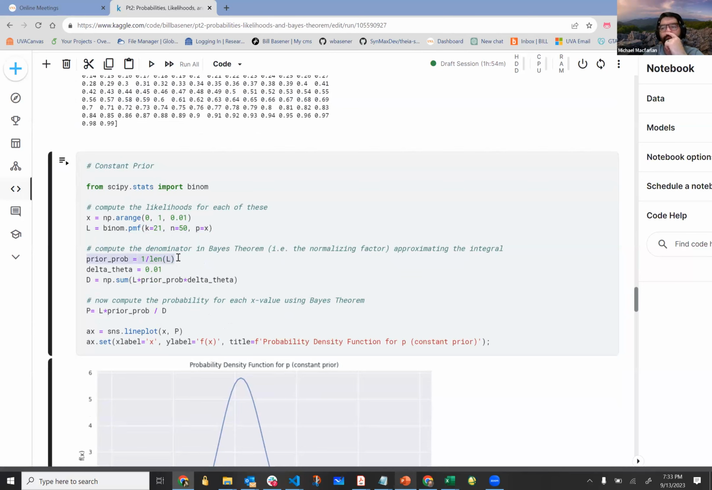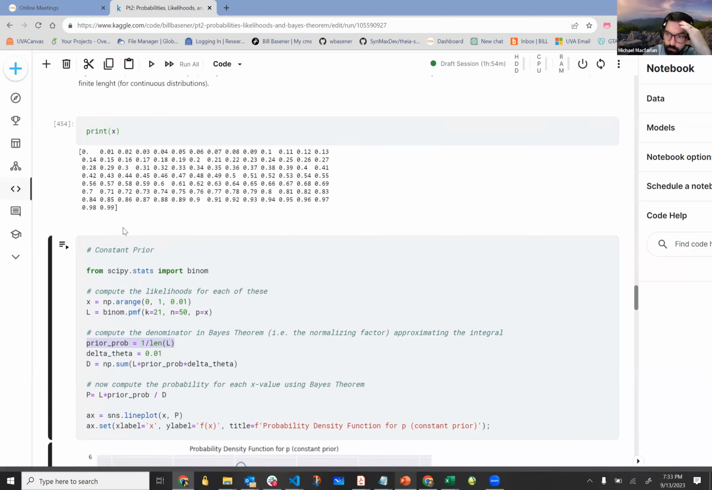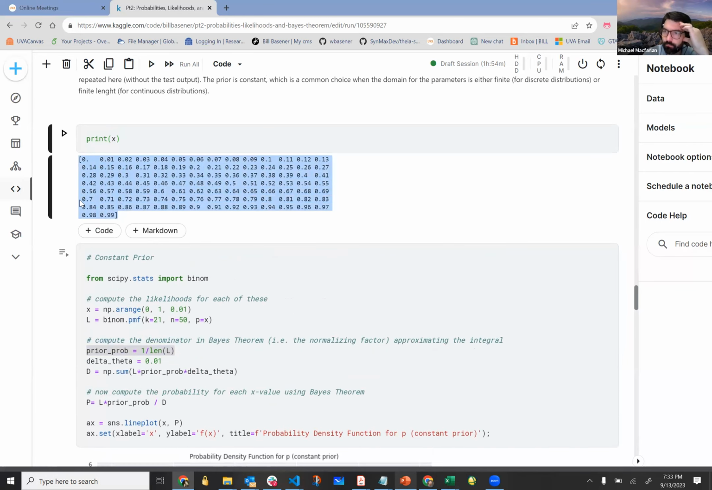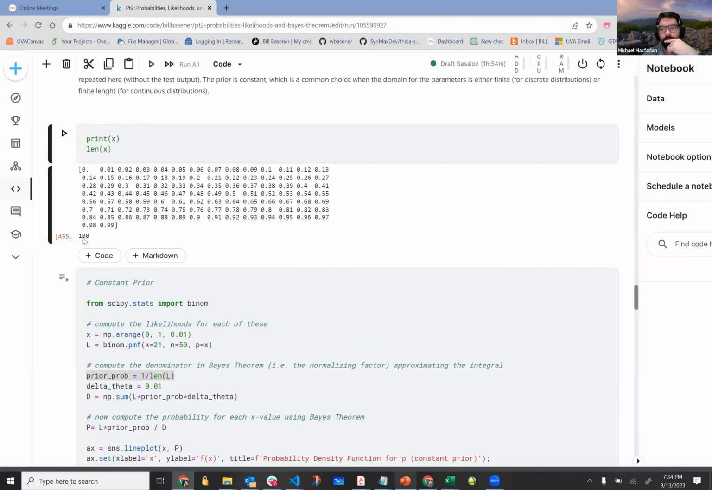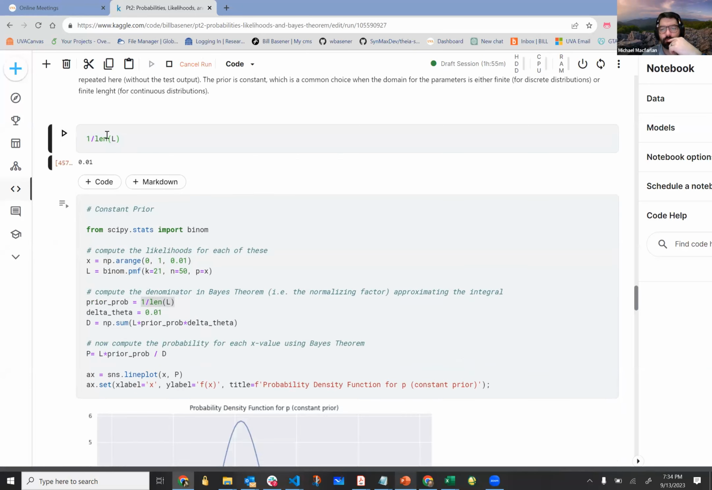Okay, so our prior is going to be a probability distribution, and it's going to have a probability value for each number in this list here. There are 100 numbers in this list. So there are 100 values of x. They all have equal probability, so the probability that any one of them is correct is going to be 0.01, right? They have the same probability, and that's why it's called a constant prior. It's the same prior for every possible value.